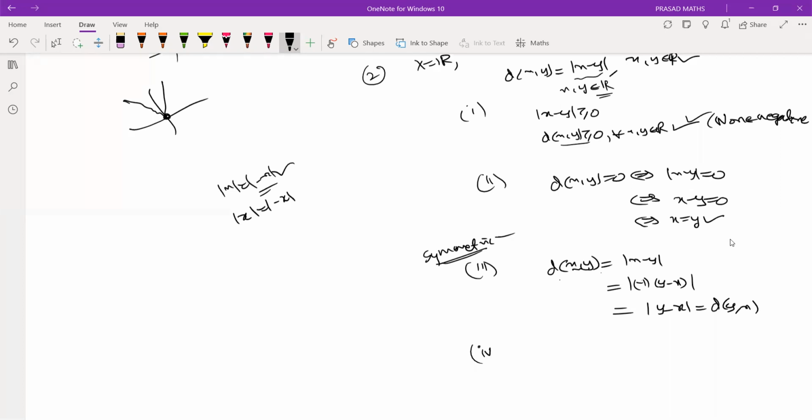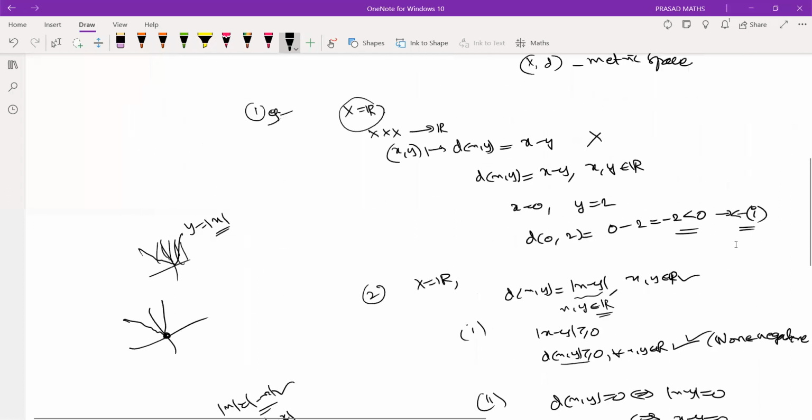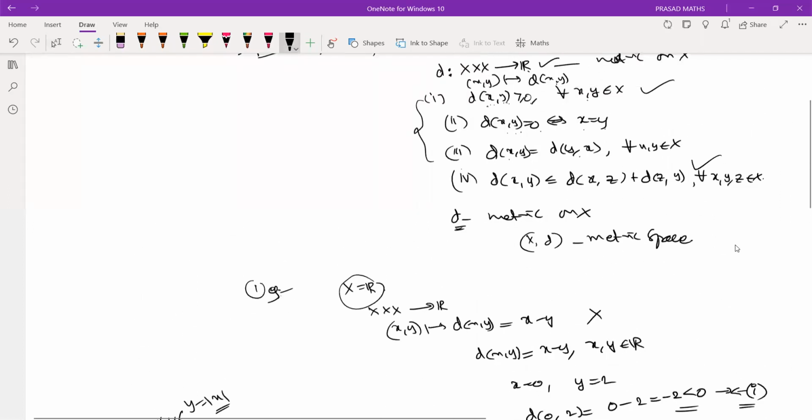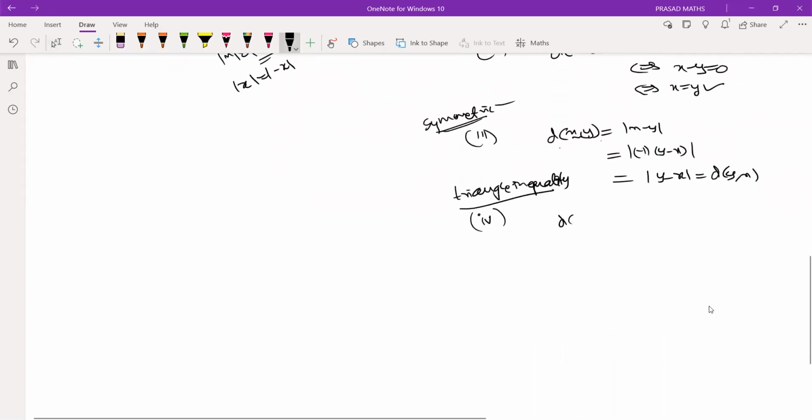So what is the last property? Triangle inequality. To prove the triangle inequality, how many elements do I need? I need three elements. When you consider three elements, the sum of two sides is always bigger than or equal to the third side. This is two sides, so the sum of two sides is always bigger than or equal to the third side. That means you start with three elements.